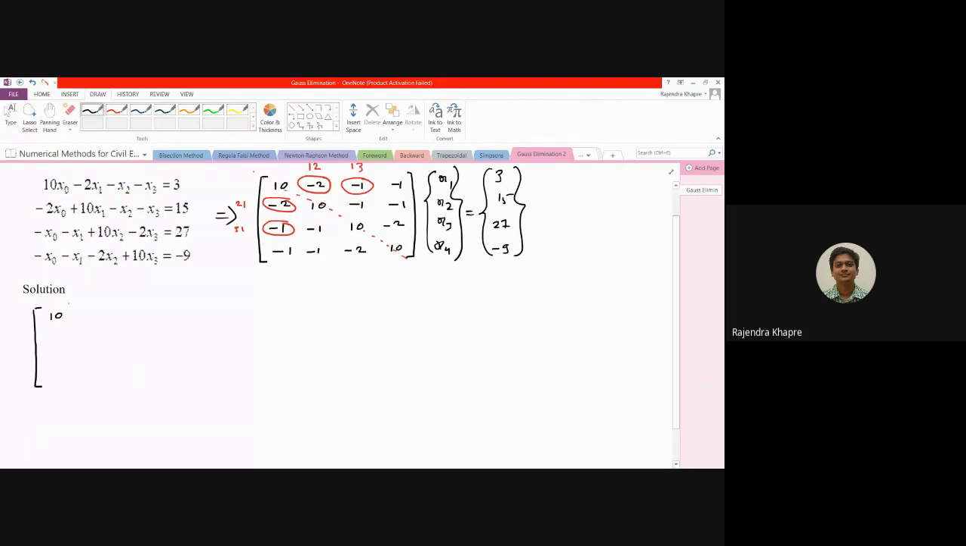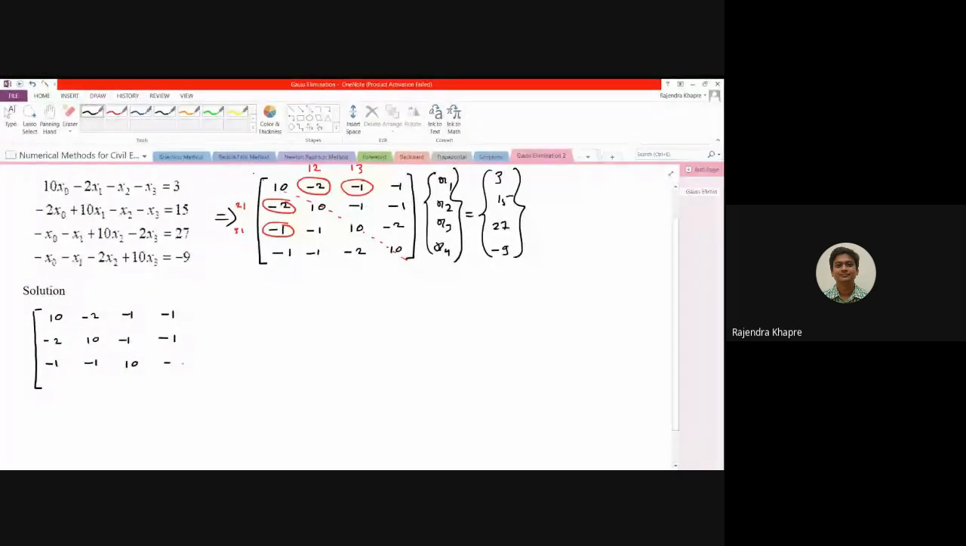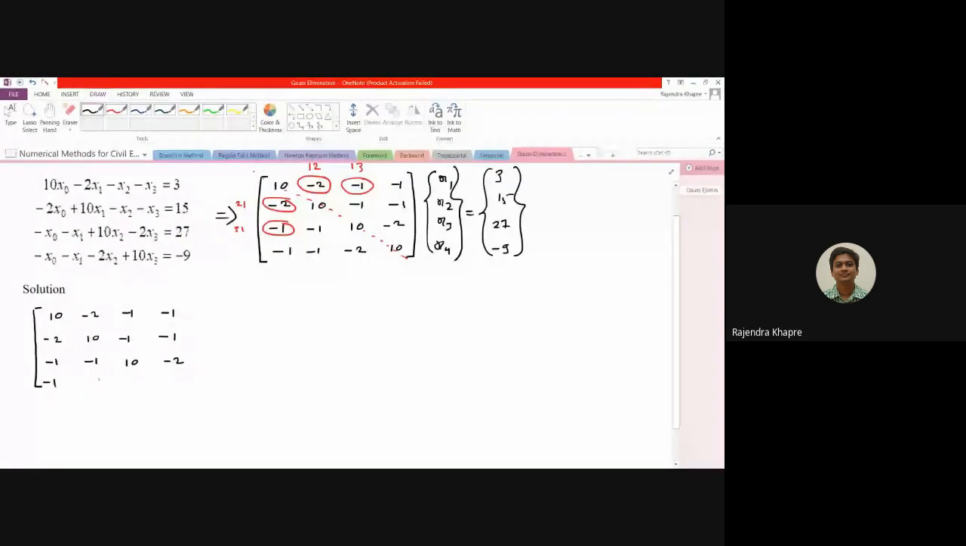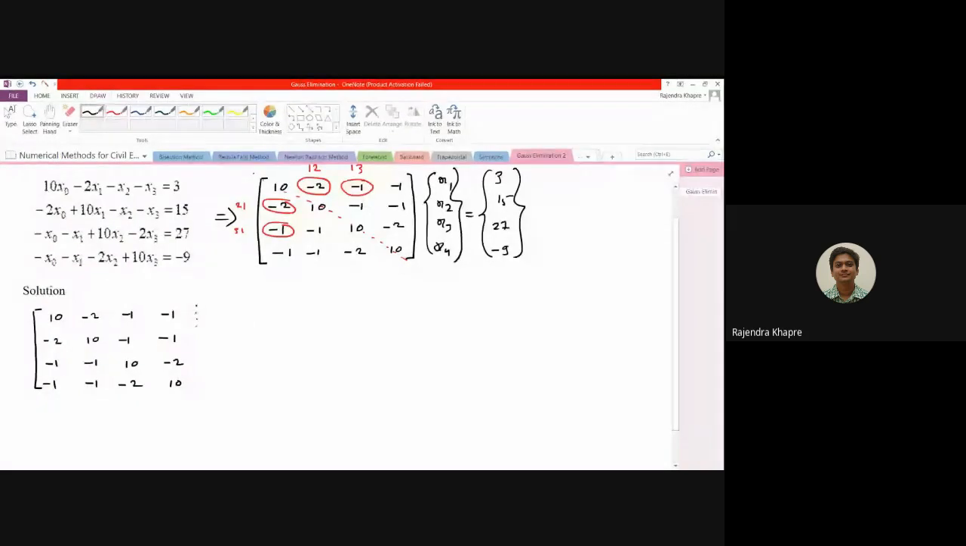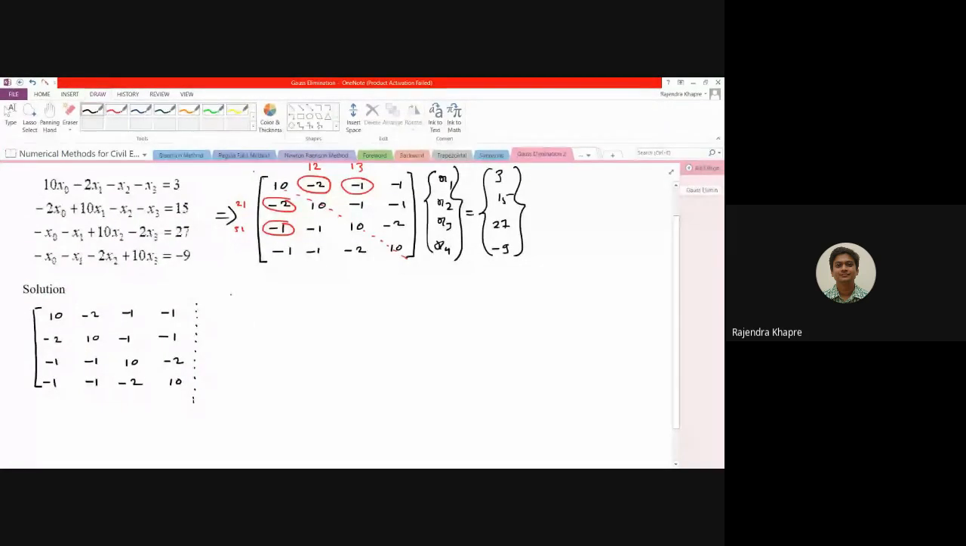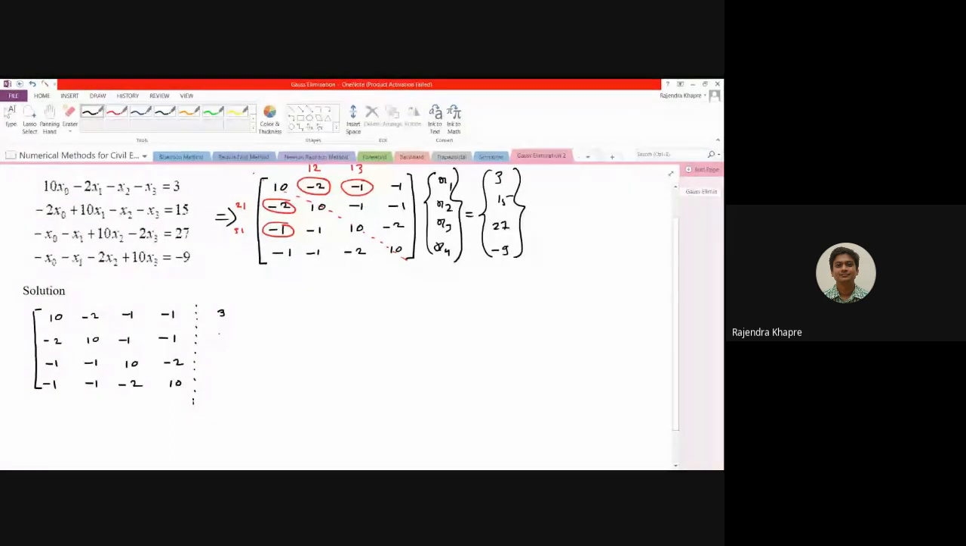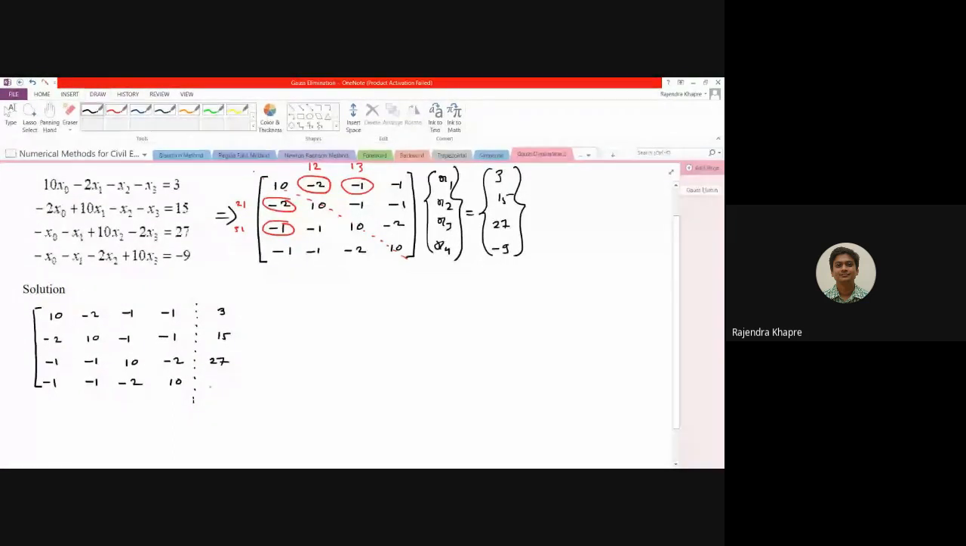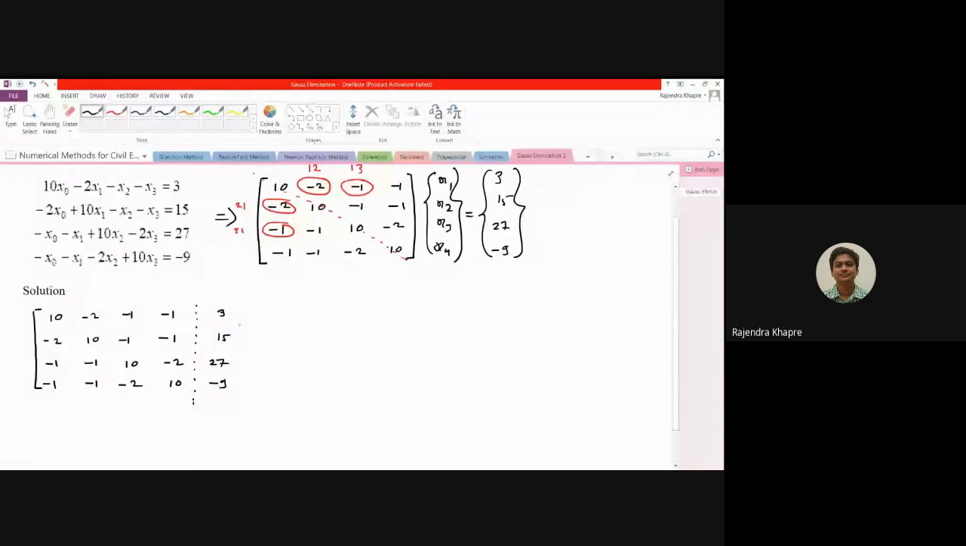So this is 10, minus 2, minus 1, minus 1; minus 2, 10, minus 1, minus 1; minus 1, minus 1, 10, minus 2; and minus 1, minus 1, minus 2, and 10. In the augmented matrix, you draw a dotted line, and here you write 3, 15, 27, and minus 9.